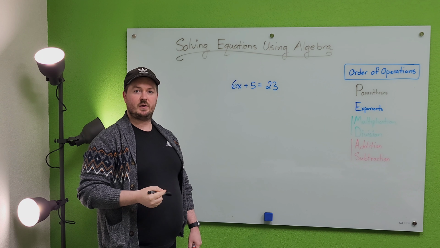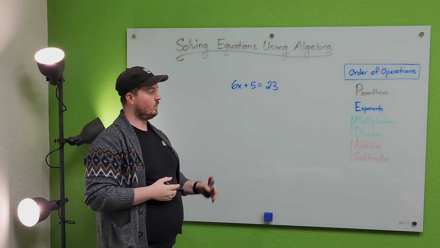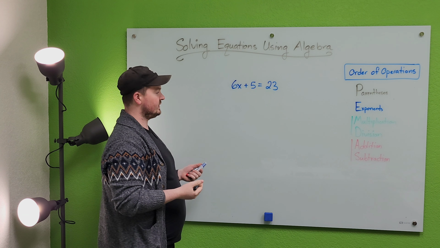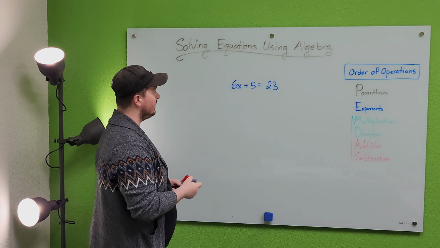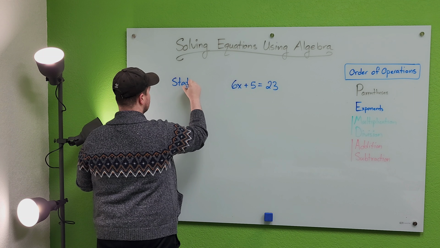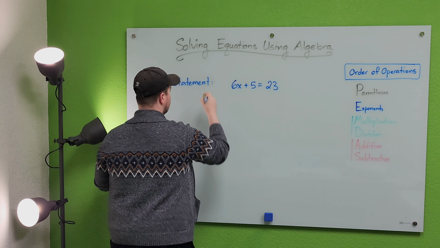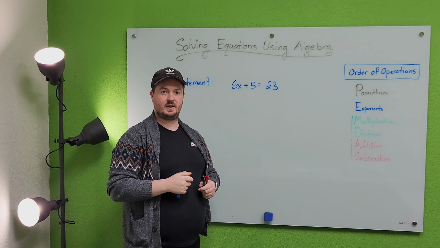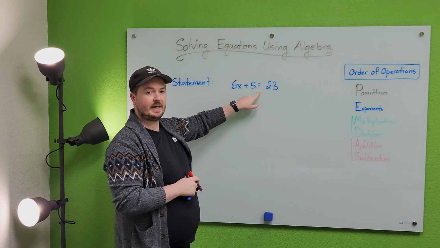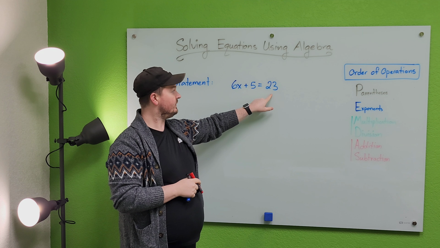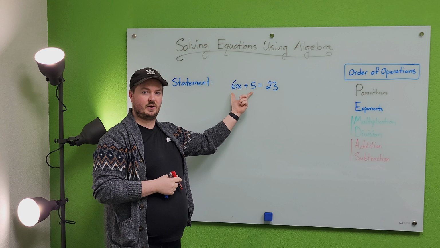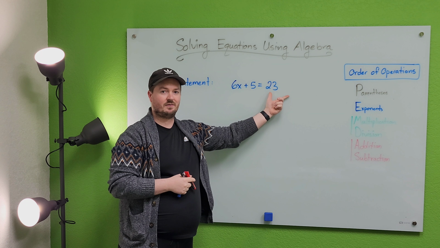So, to solve an equation means to figure out what makes the equation true. But if we're going to know what makes an equation true, we have to ask what is an equation. So an equation is a statement. What this statement is telling us is that 6x plus 5 has the same value as 23. So an equation is a statement, and it's telling us that whatever's on the left side of the equation has the same value as whatever's on the right side of the equation.